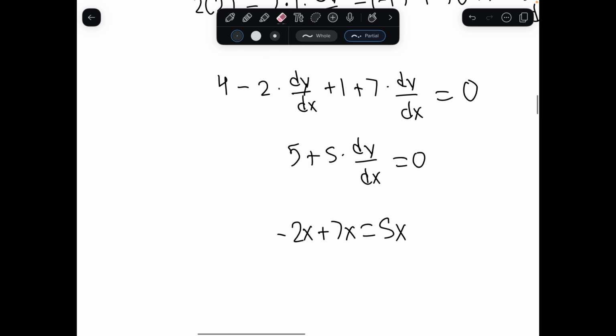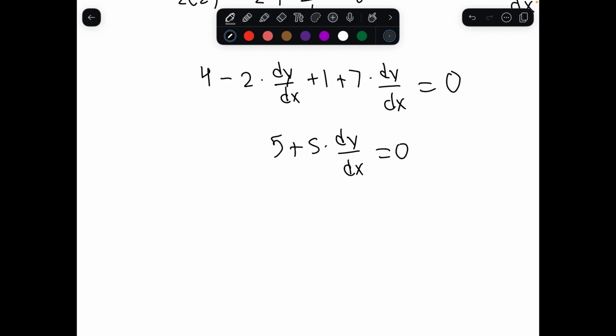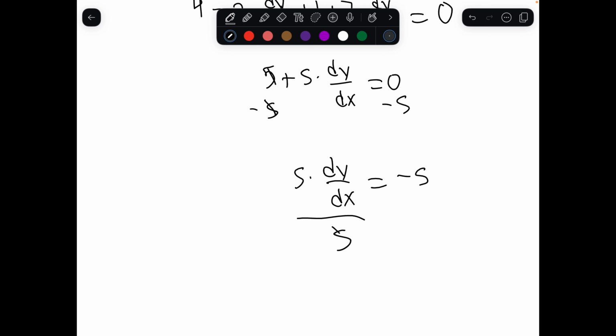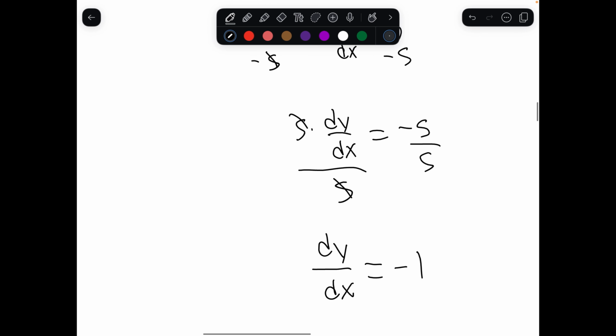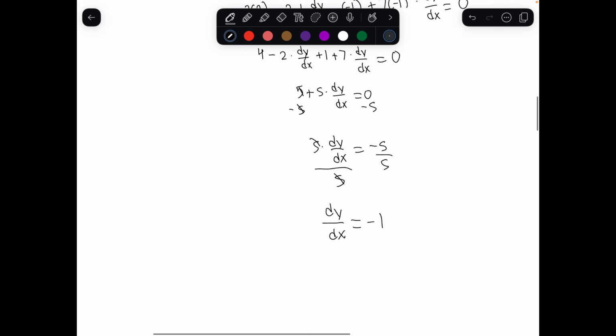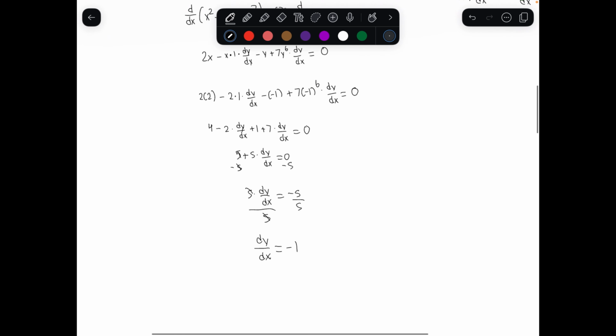Since we're solving for the slope, dy/dx, move the 5 to the other side. So you get 5 times dy/dx equals -5. Divide by 5 to solve for dy over dx, and you get dy/dx, which is your slope, as -1. So your answer to this question is -1. I hope that made sense, and thank you for watching.